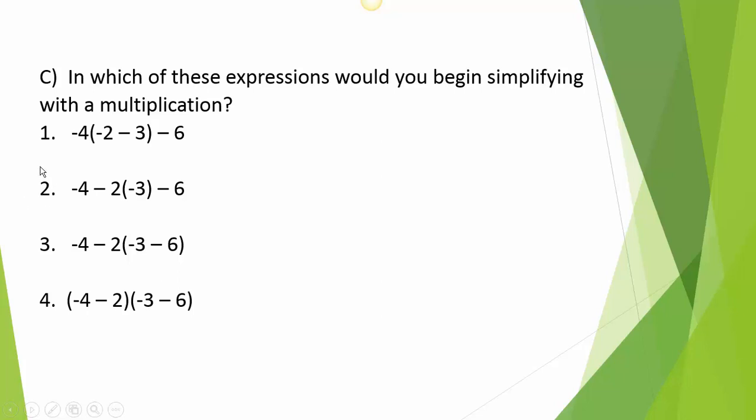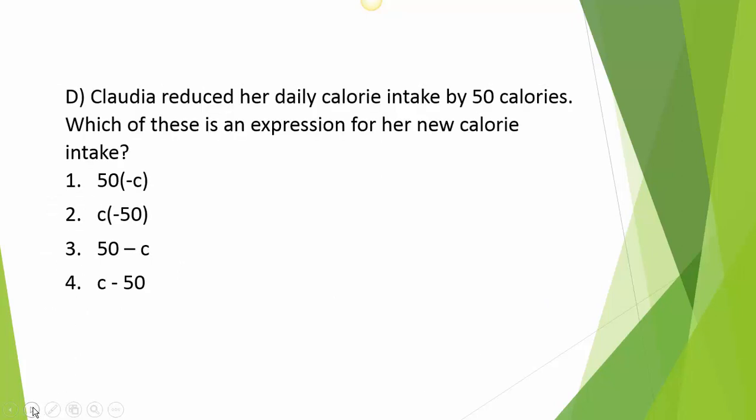Okay, if you said number 2, you would be absolutely correct, because if you look, there's a subtraction, a multiplication, and a subtraction. So we want to do the multiplication first. Number 1 is not, because we need to do inside the parentheses first, which is actually a subtraction. And then we would do the multiplication. Same thing with number 3. We'd need to do inside the parentheses first, then do the multiplication. And same thing with 4, but we'd have to actually simplify both parentheses first before we did the multiplication. So number 2 is correct on that answer.